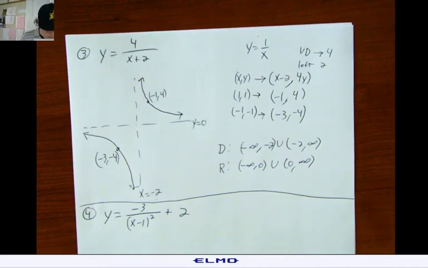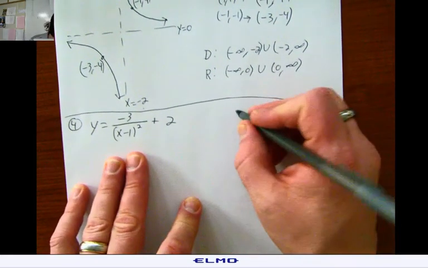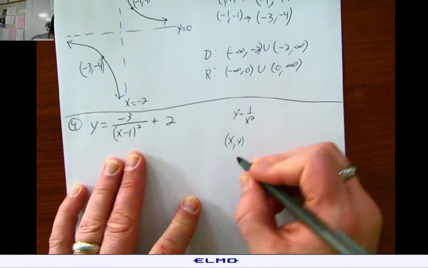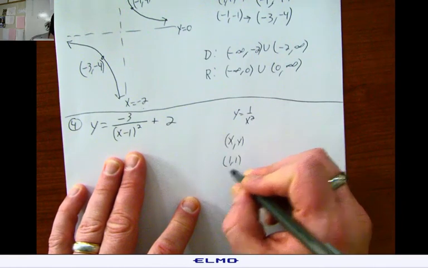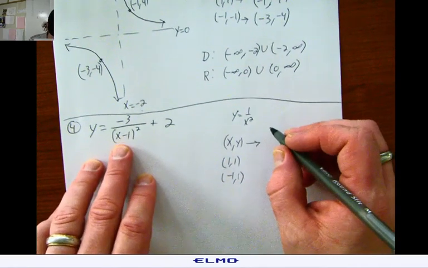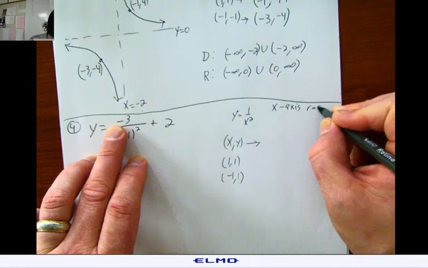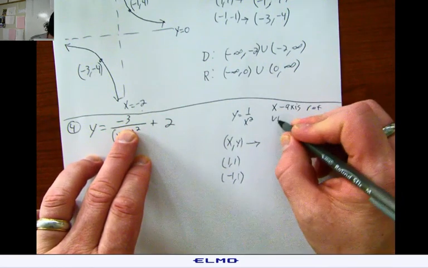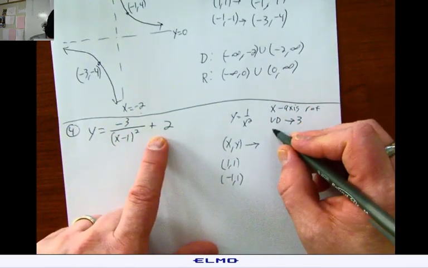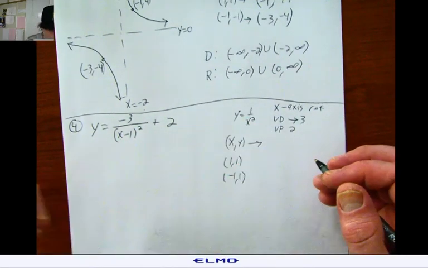All right, example 4, an everything problem. This has a little bit of it all. First of all, think about my parent function. It's y equals 1 over x squared. My xy coordinates are 1, 1, and negative 1, 1. Then we have the negative in front, x-axis reflection. This 3 up top, vertical dilation by a factor of 3. Plus 2 on the end, up 2. Inside the function in the middle, right 1.